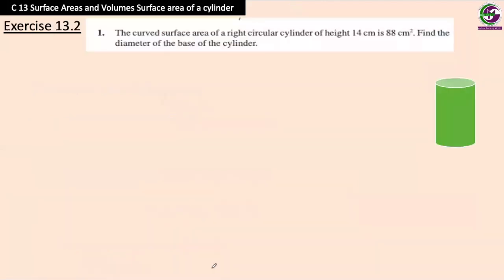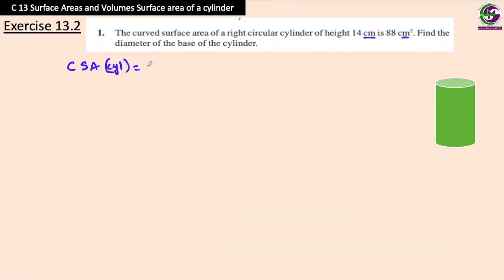Let us see examples. The curved surface area of a right circular cylinder of height 14 centimeter is 88 centimeter square. First of all, have a look at the units. Both of them are same, so we don't have to convert. Now we are given curved surface area and we have the rule. Keep writing the rules every time, because at the end of this chapter, you will come across around 8 to 10 rules. So it is better to write every time.